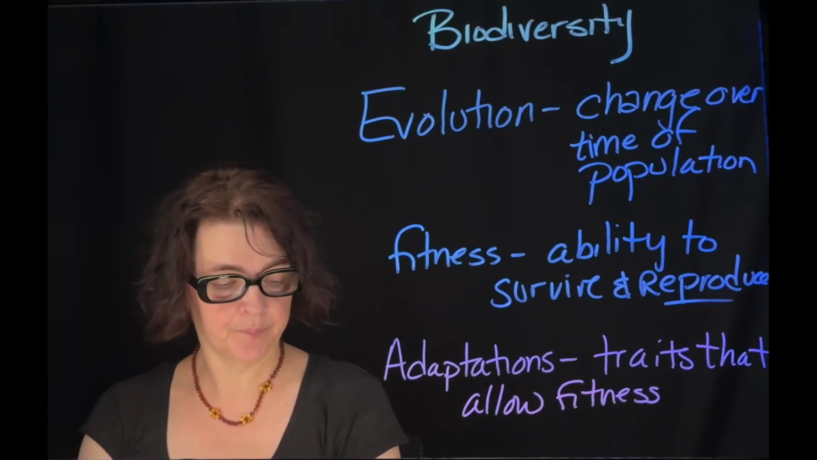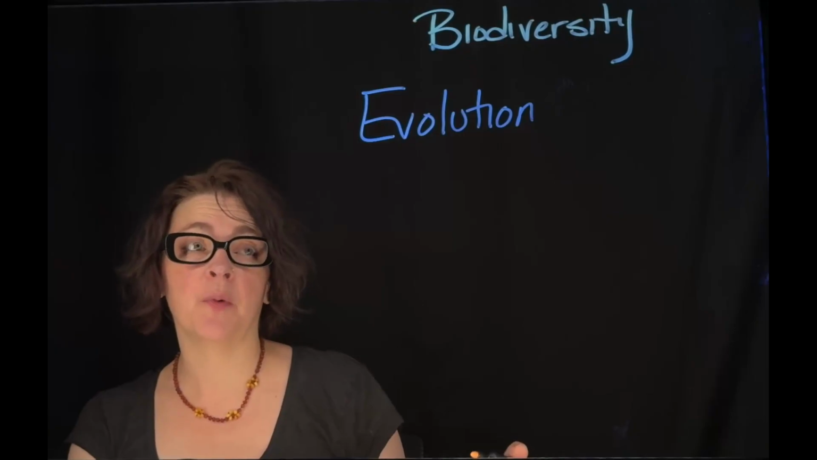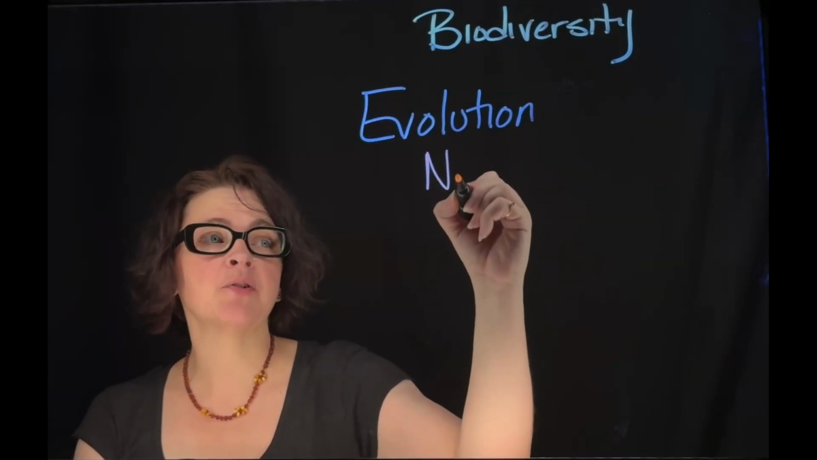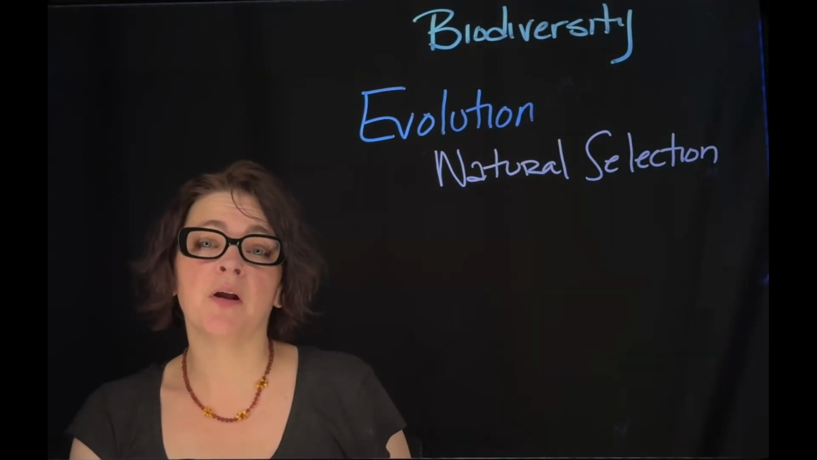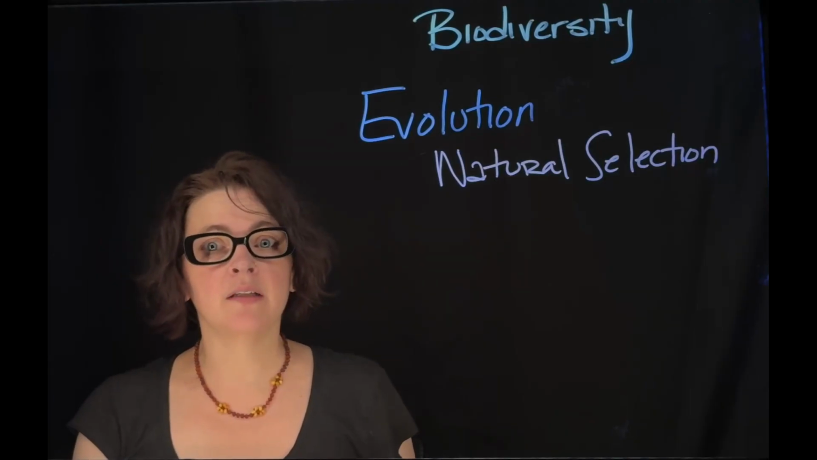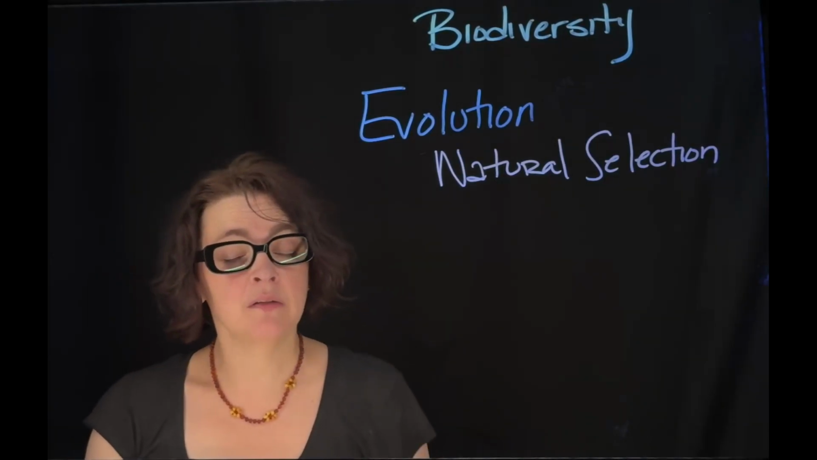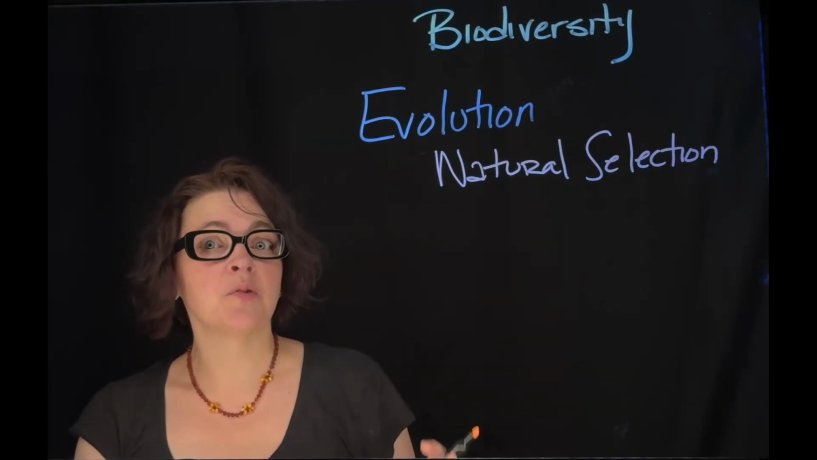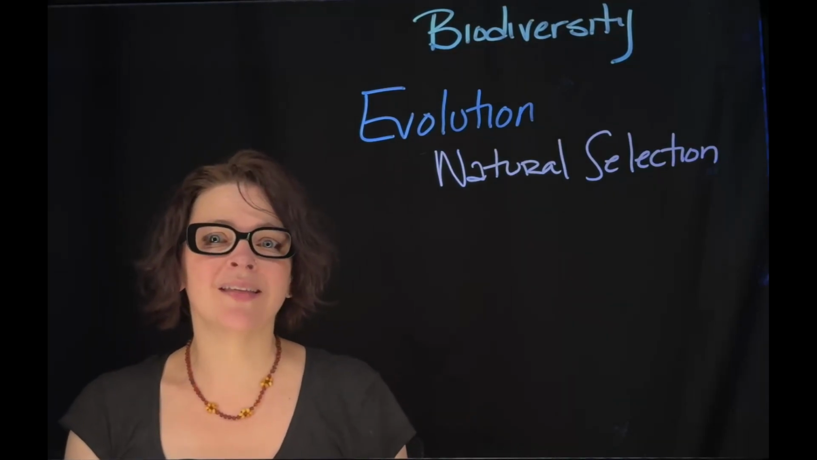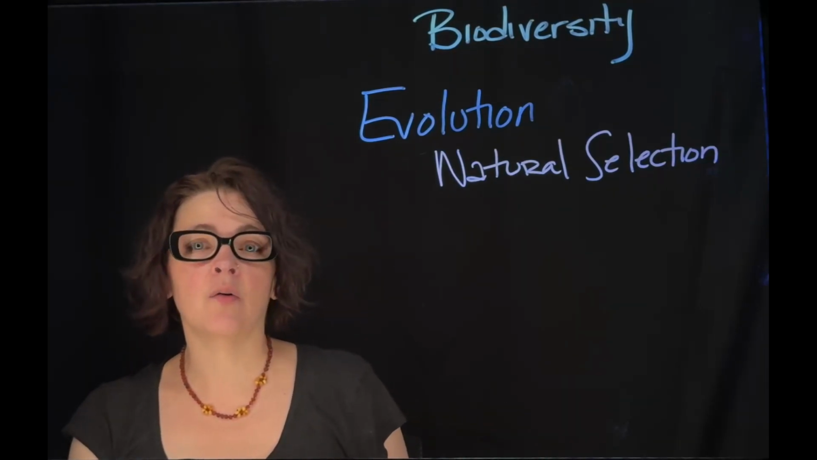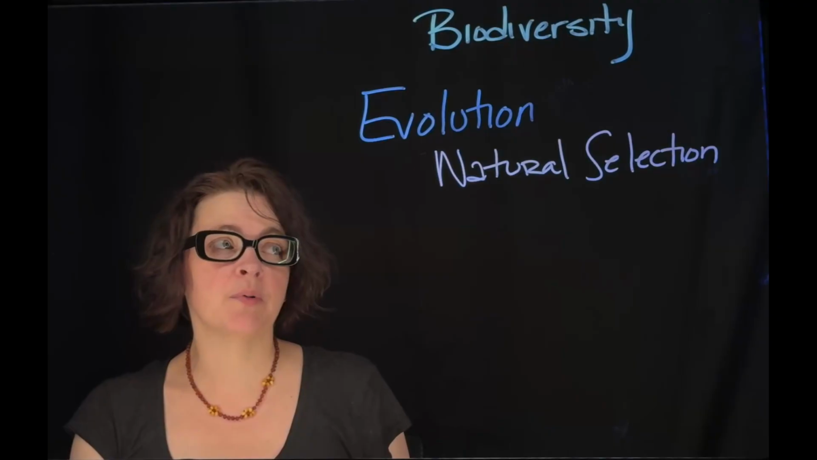cell. Evolution can happen in a number of different ways. It can happen through natural selection. This is nature putting pressure on organisms, and organisms surviving and reproducing or not surviving and reproducing. So nature is essentially doing the selecting of the organisms that are able to survive and reproduce.